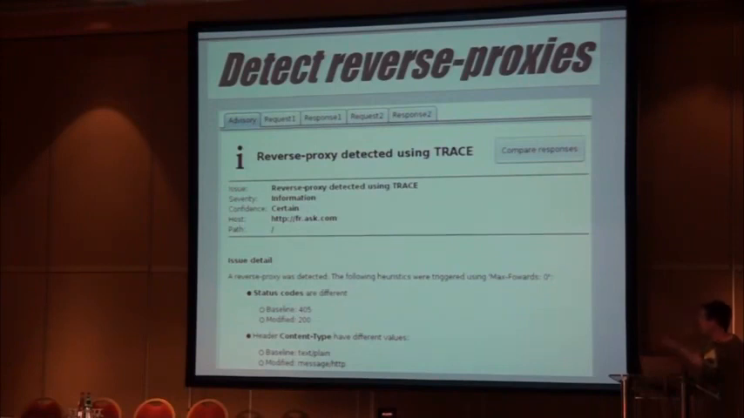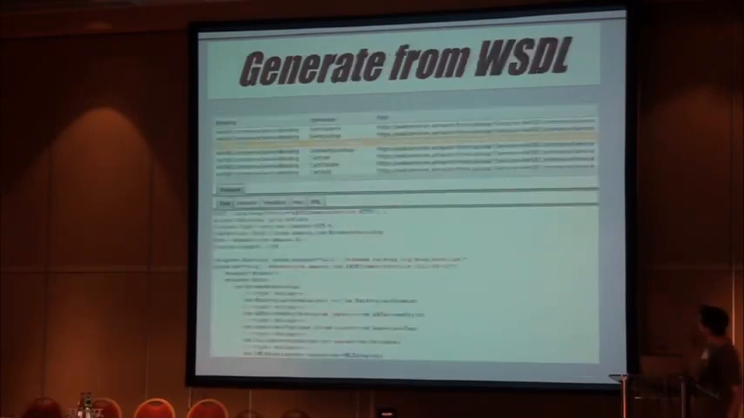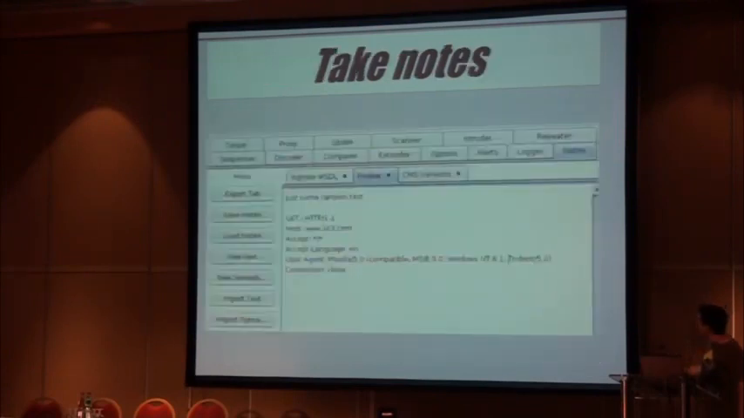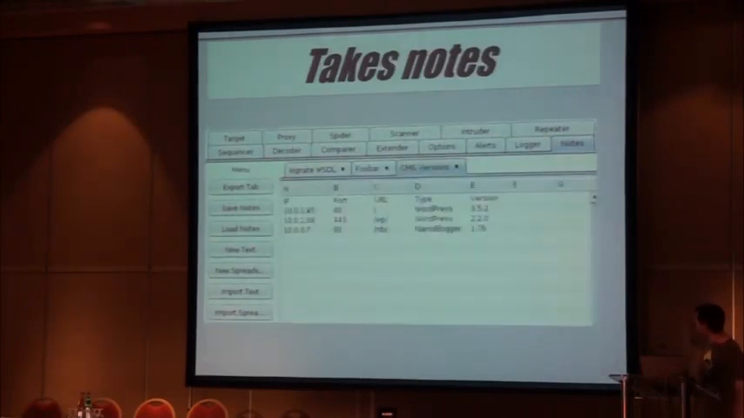So this is generating a SOAP request from a WSDL. This is taking notes in Burp. Now with a spreadsheet. This is free text, and this is CSV-like.